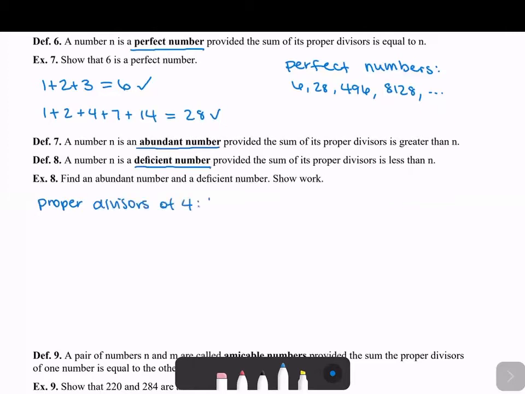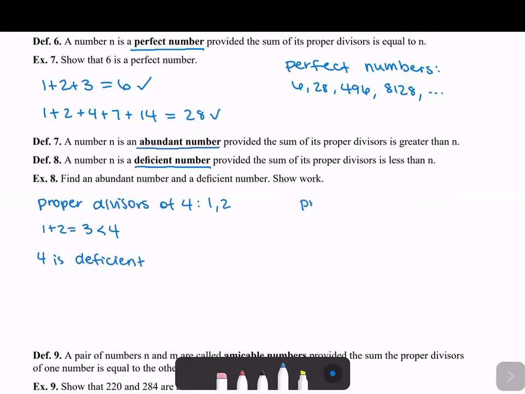Because the proper divisors of 4 are only 1 and 2, right? Normally we would have 1, 2, and 4, but we can't include 4. So then we notice that 1 plus 2 is 3, which is strictly less than 4. So 4 is deficient.